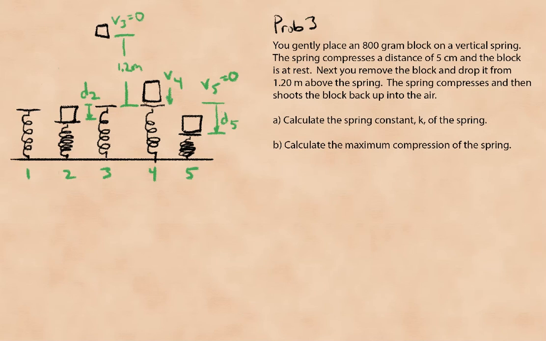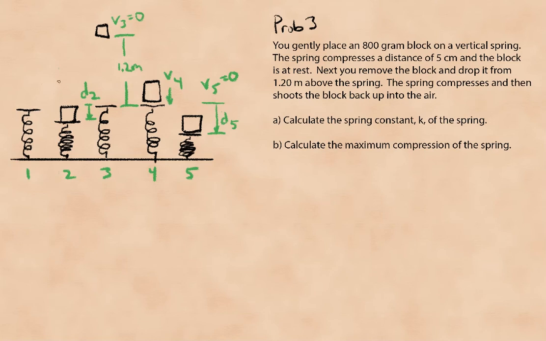Diagram 4 is just before the block hits the spring, so it has some speed going down. And then diagram 5 is where the block has hit the spring and compressed it to its maximum point, and in a moment after this, the block will then shoot back up into the air.